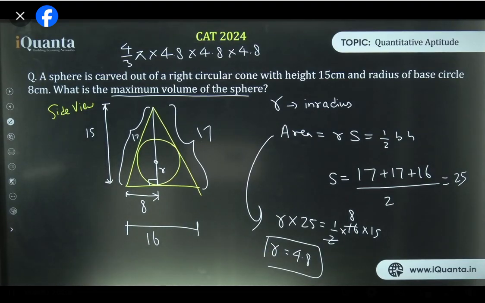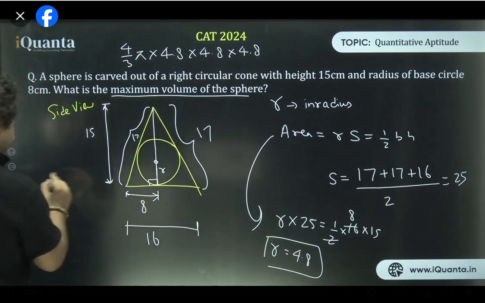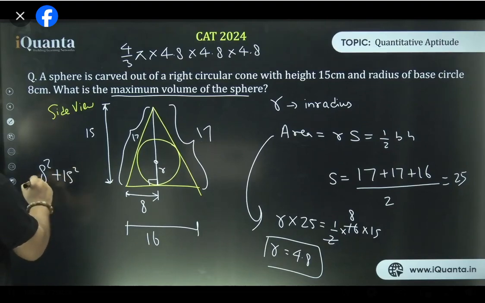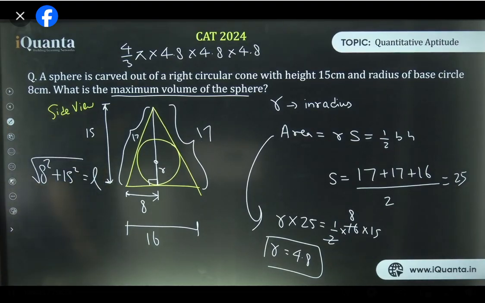17, again by Pythagoras theorem. Pythagorean triplets 8, 15, 17. Remember that? I just saw an Anopheles mosquito here. Anopheles mosquito, पता है ना? 17. It's clear, no? Square root of 8 square plus 15 square. That's the lateral height. We discussed that when I was discussing cone.